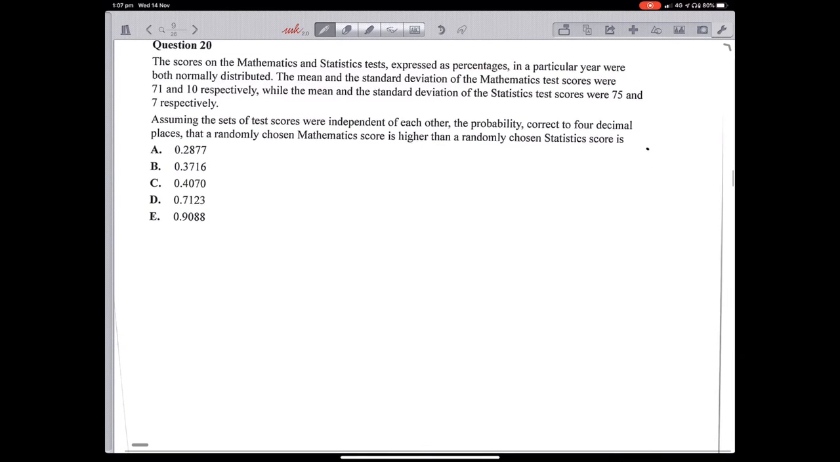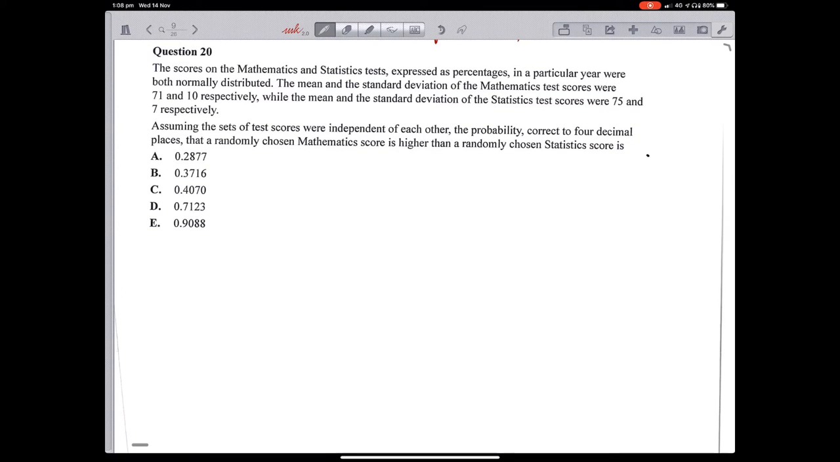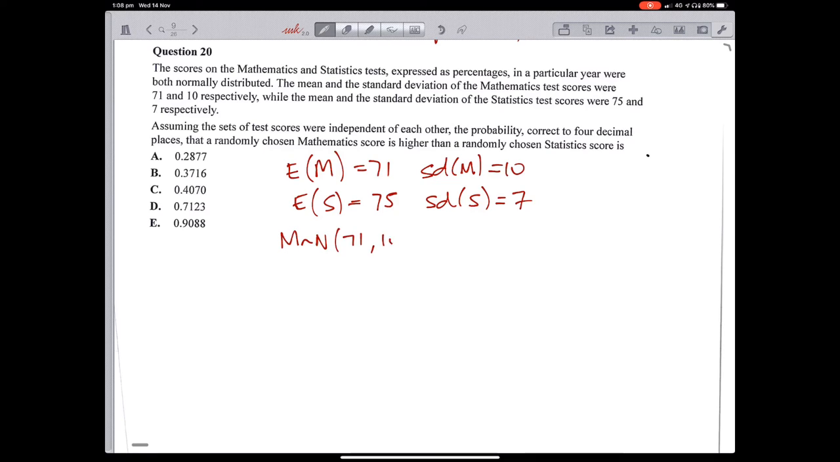Okay, lastly, number 20. Scores on a maths and statistics test, expressed as a percentage in a particular year, would be normally distributed. The mean of mathematics scores, E of M, is 71, standard deviation of M is 10, E of statistics is 75, standard deviation of statistics is 7. Assuming that test scores were independent of each other, the probability, correct to 5 decimal places, that a randomly chosen mathematics score is bigger than the statistics score. Okay, so we'll say M is normally distributed 71, 100, and S is normally distributed 75, 49.